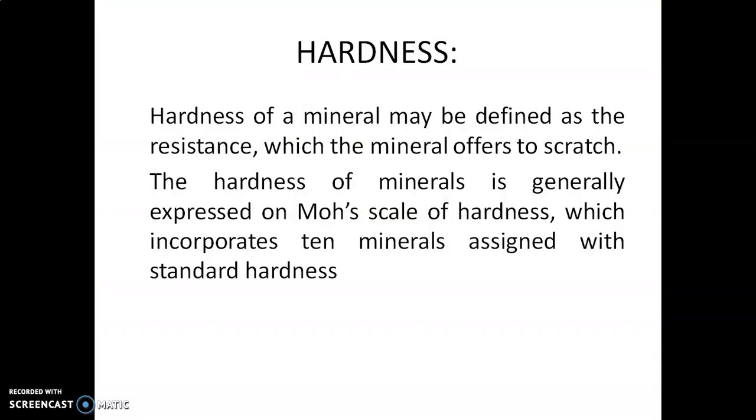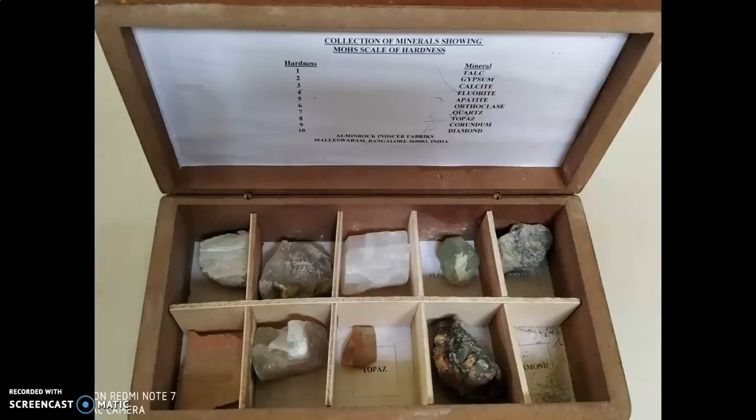Next physical property is hardness. Hardness of a mineral may be defined as the resistance which the mineral offers to scratch. The tendency of a mineral to offer resistance to scratching action is known as hardness. The hardness of a mineral is generally expressed on the Mohs scale of hardness, which incorporates 10 minerals assigned with standard hardness. We'll see those 10 minerals.